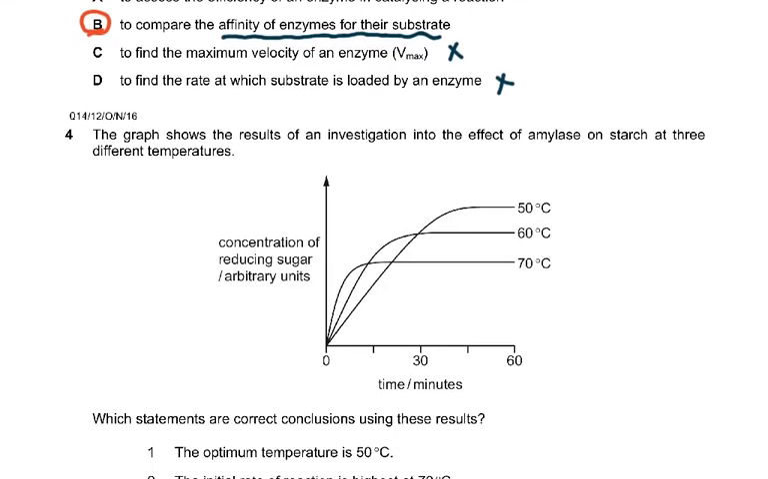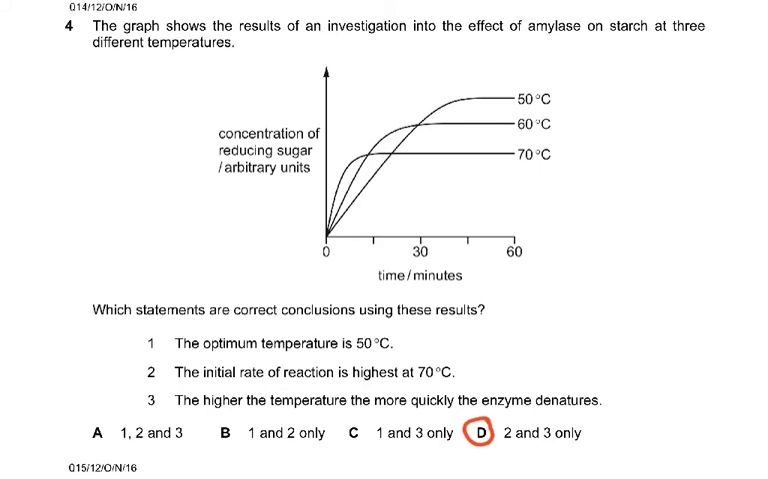Then number 4, the graph shows the results of an investigation into the effect of amylase on starch at 3 different temperatures. Now you see graphs are very critical here. So concentration of reducing sugar. So as I said, just put some figures here. 5, 10, 15, 20. So concentration of reducing sugar was 5, then it was 10, then 15, then 20.